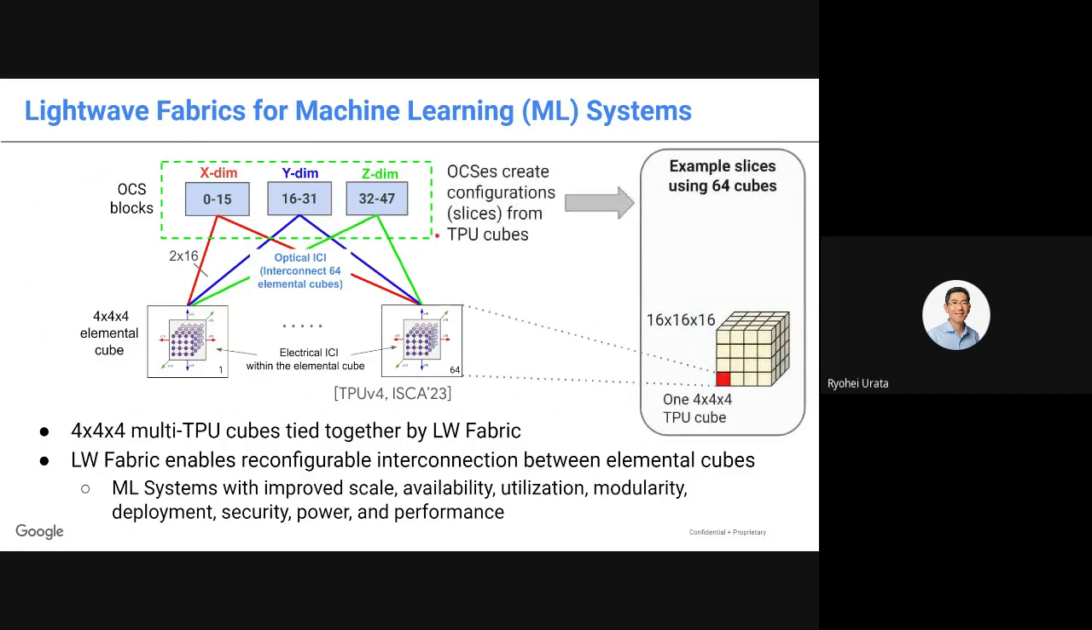This provides a tremendous amount of flexibility, as you can imagine, allowing different configurations or slice shapes. As an example, you can adopt the Rubik's Cube shape shown at the bottom, or by switching the OCS in the Lightwave fabric, a cigar shape. This flexibility provides improvements on a large number of parameters, which I'll get to later in the talk.